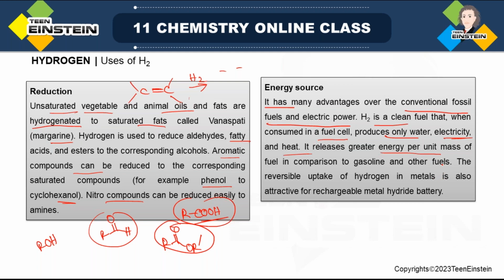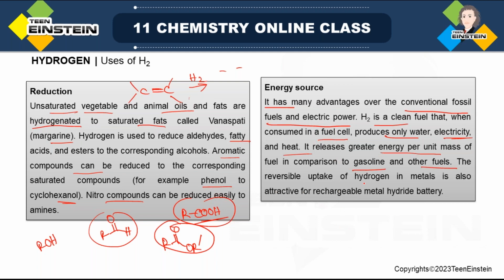If you compare with other fuels, not only is the byproduct less harmful, but the other advantage is it releases greater energy per unit mass. So if you compare with other energy sources, now you have taken a common mass. From a common mass, you are getting more energy in case of H2. So that is the advantage in comparison to gasoline and other fuels.